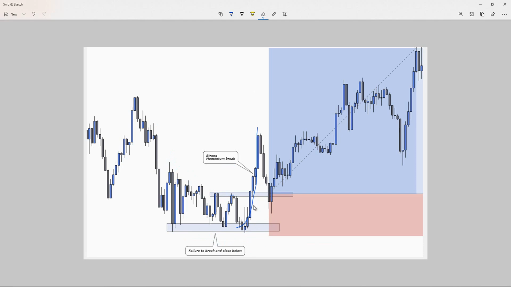This is really nice. Then what we have to do is we have to find a place for an entry. Where is our place? Well, the most recent break of structure, which is right there. Set our order right here. Stop loss should always go below the lowest structure, which is right there. And here we go for a nice continuation to the upside.